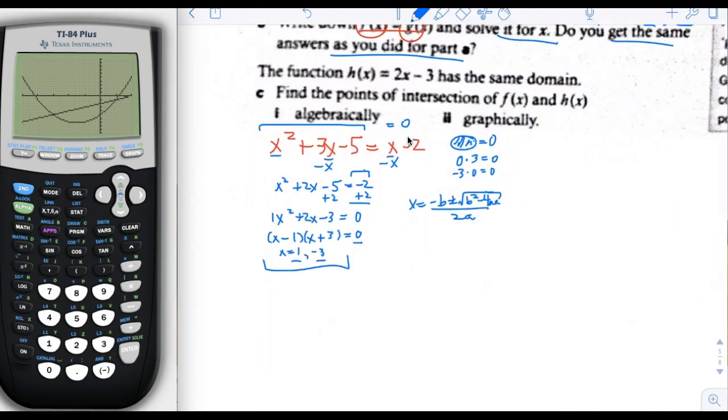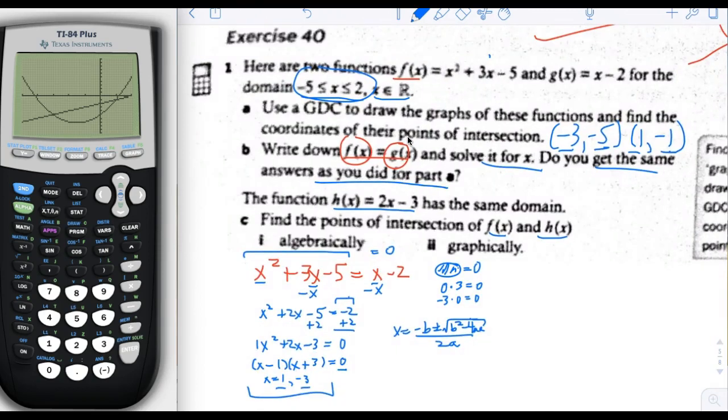Part C, the function h of x equals 2x minus 3 has the same domain. Find the points of intersection between f of x and h of x. So now we're going to find the points of intersection between that parabola and this line. The only thing different you would do is, instead of y2 being x equals 2, the y2 would be 2x minus 3, and you would go ahead and do second calc intersect also, okay?